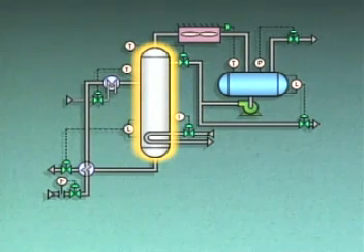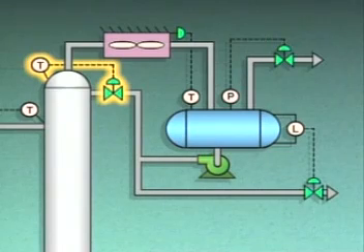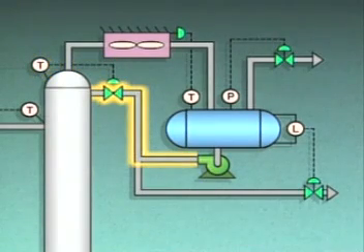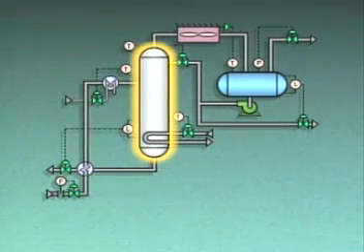The tower's control system will react to either an increase or decrease in the tower's temperature. When there's an increase in temperature, the external reflux control loop senses the change and then increases the flow of external reflux to the tower. The increased flow of reflux condenses more of the vapors in the tower, and the temperature in the tower decreases.